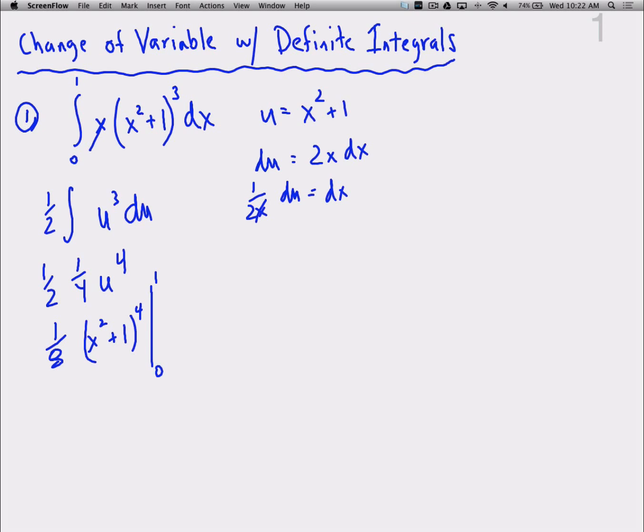Plug in 1, we get 1 squared is 1, 2 to the 4th is 16. 16 times an eighth is 2, minus 0 is 1/8. I think I'm doing that correct. So we get 15/8 as a final answer.